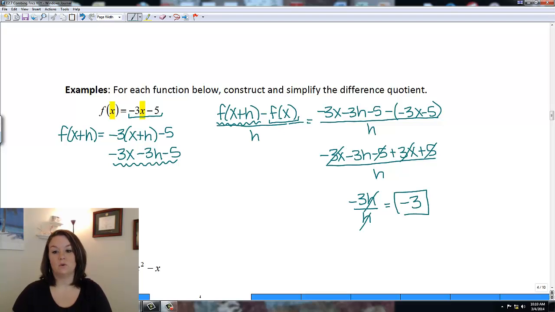Okay? So again, quick rehash. I'm just figuring out this first function, f of x plus h, and then plugging it into this difference quotient by subtracting my original and putting the whole thing over h. And then it's just a matter of simplifying. Okay? So let's look at another one.